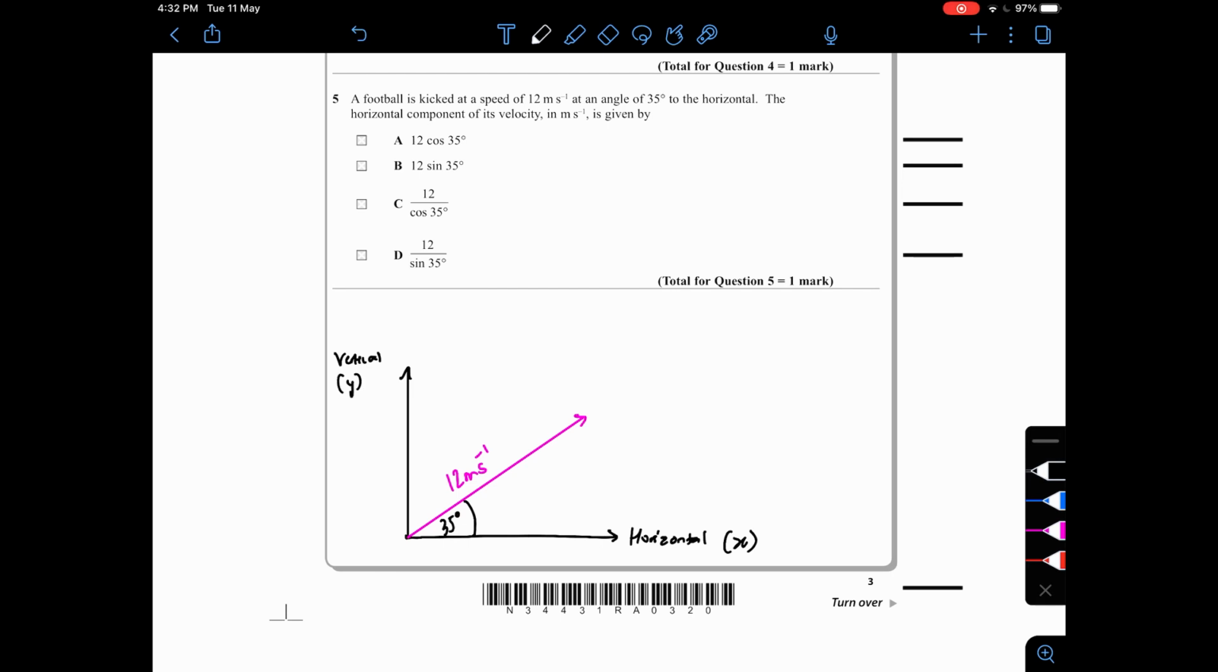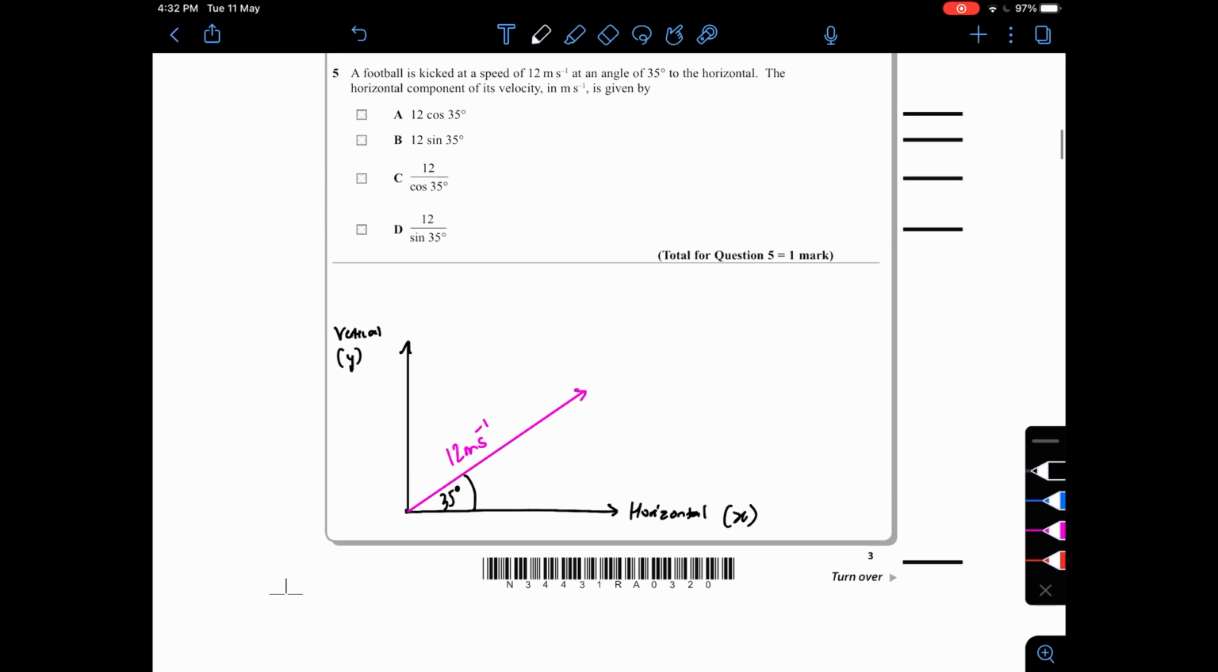The key thing to note here is that whenever we want the horizontal component of a velocity, a projection, we always do this. It's always the velocity times cos theta, and whenever we want the vertical component, we refer to the sine of the angle, so that becomes v sine theta. So in this case the horizontal component Vx should be 12 cosine 35.